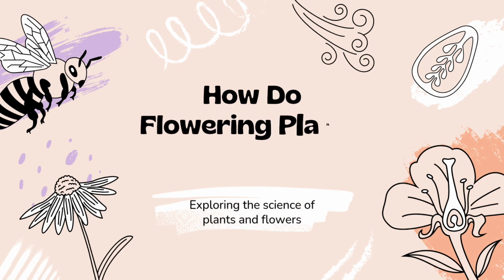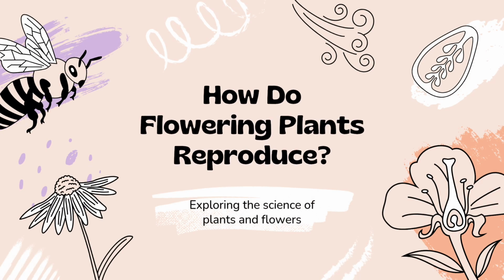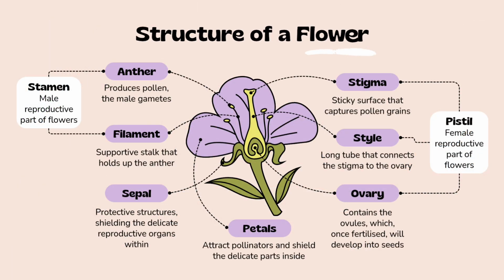Today we will discuss how flowering plants reproduce. Structure of a flower. Here is a given diagram. Anther produces pollen and male gametes. Filament is the supportive stalk that holds up the anther.